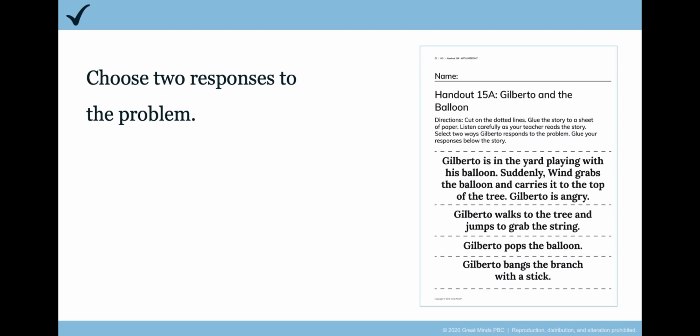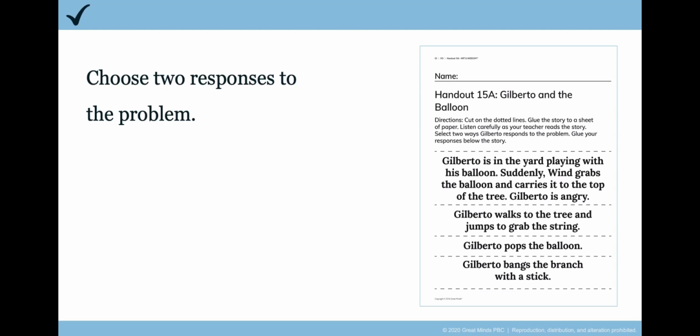Listen carefully as I read the directions. Cut on the dotted lines. Glue the story to a sheet of paper. Listen carefully as your teacher reads the story. Select 2 ways Gilberto responds to the problem. Glue your responses below the story. Now, if you don't have the handout, again, that's okay. You can handwrite the 2 responses to the problem in your journal.